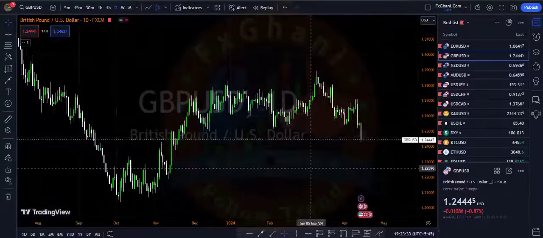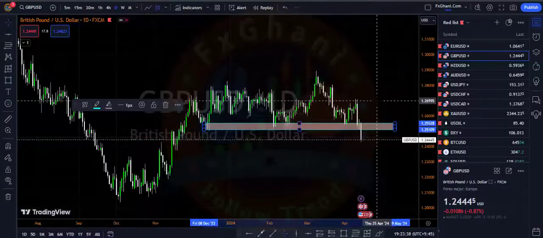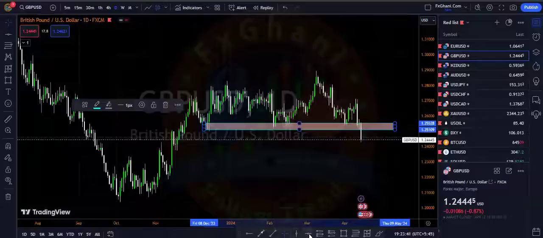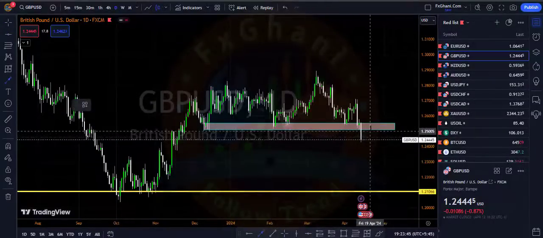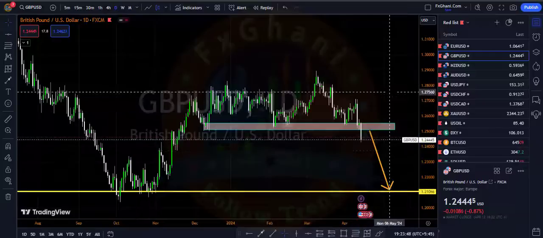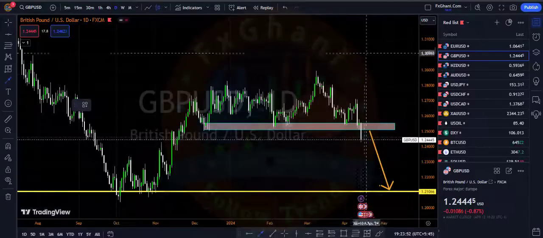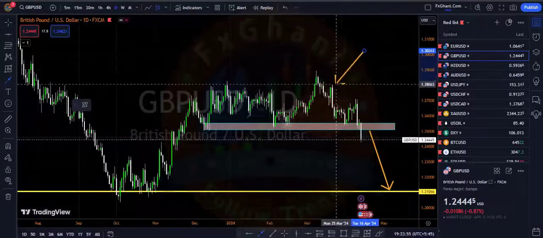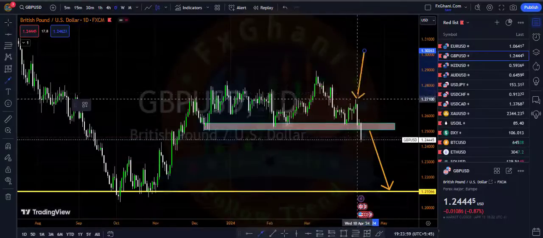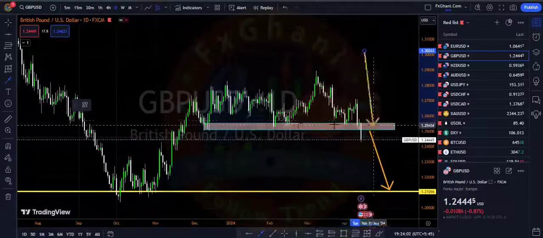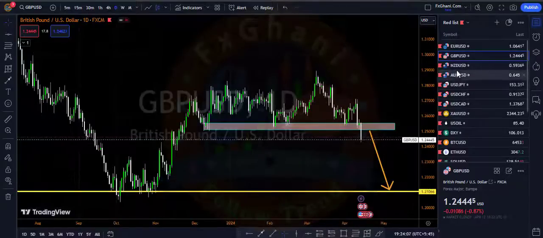let me remove this one, and now it's the same thing in GBP/USD. We are looking for a sell. Why? Because the dollar is a strong currency right now. Let me show you one thing here. You can see price going downward with a lower high and then lower high and then lower high, and price broke a support level with bearish momentum. So it means GBP/USD will go downward.